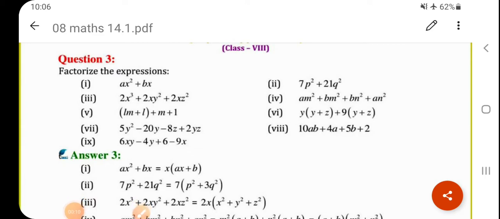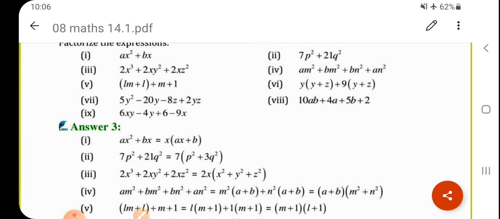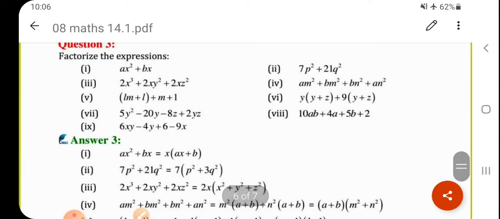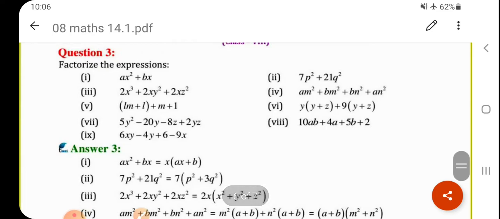Okay, so third question, factorize the expressions. Here random examples are given. You have to see first of all the equations. Then you have to analyze the equations, whether you can take out any terms common or you can expand them. Is any equation the same as the identities? So you have to look for different factors.